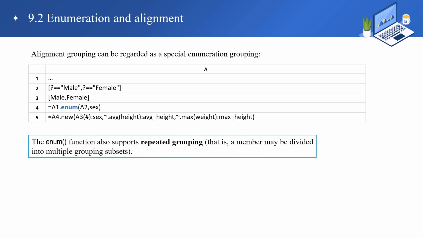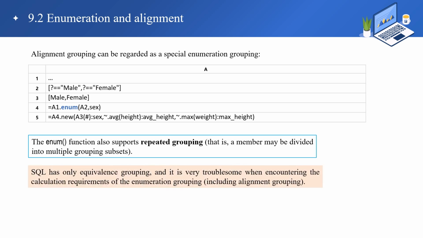The enum function also supports repeated grouping, that is, a member may be divided into multiple grouping subsets, but we won't talk about it because it is less common. You can use help when necessary. SQL has only equivalence grouping, and it is very troublesome when encountering the calculation requirements of the enumeration grouping, including alignment grouping.